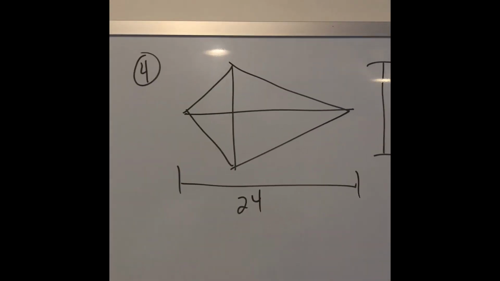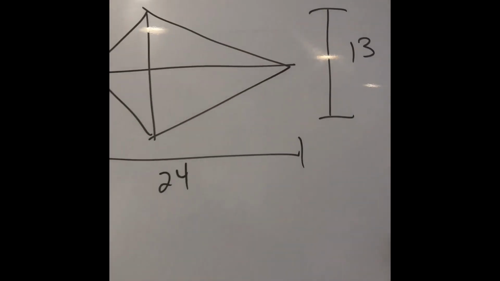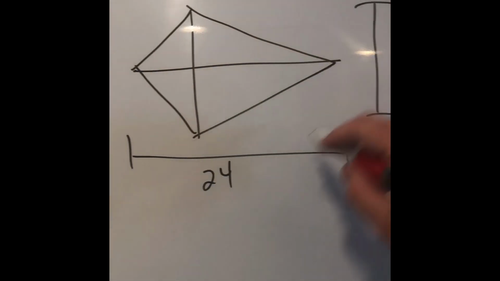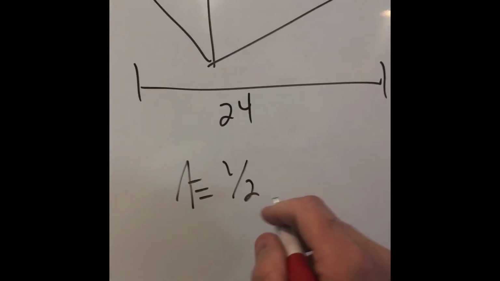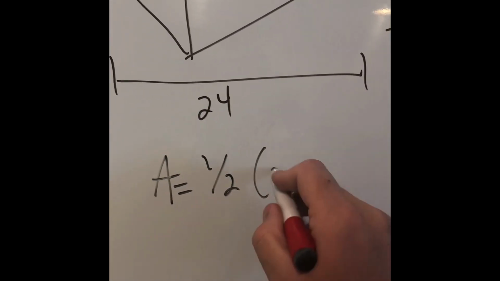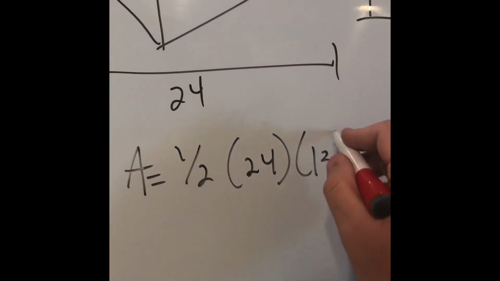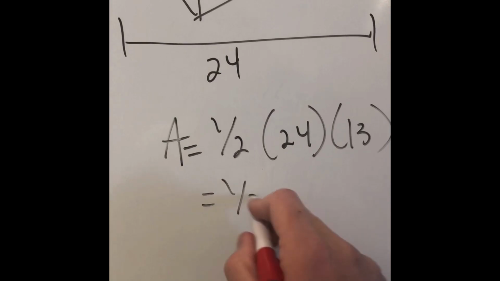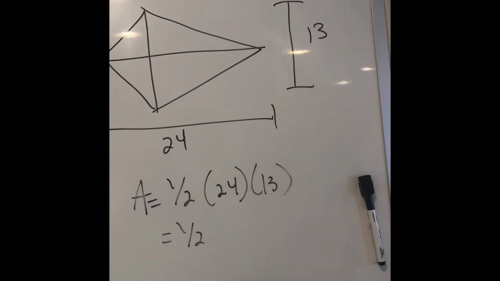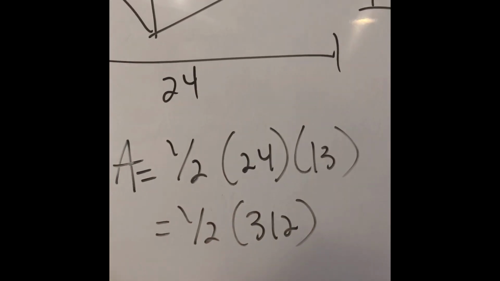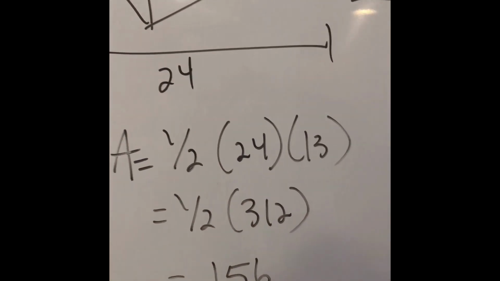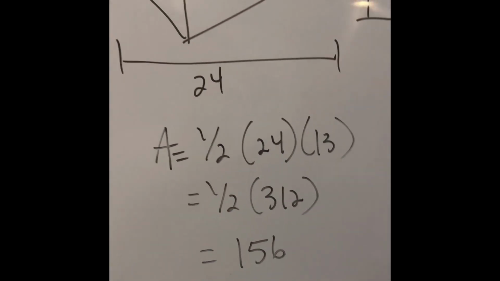Number 4, we have a kite. Okay? The diagonals happen to be 13 and 24. So my area is going to equal 1/2 of 24 times 13. So this is going to be half of, let's see, that's 312. So that's going to be 156 for an area.